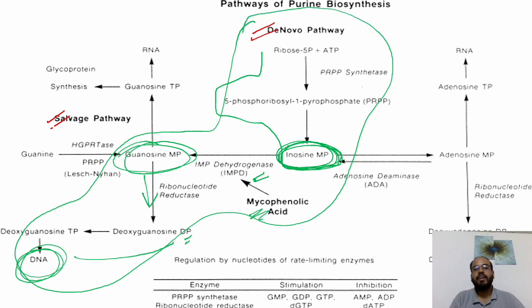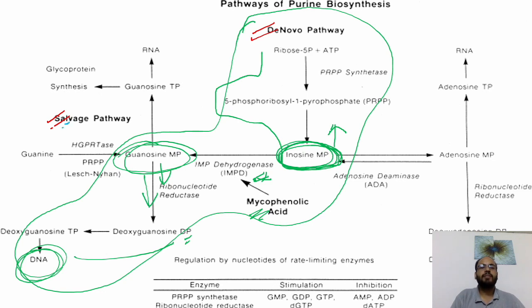What mycophenolic acid does is it blocks IMPDH, so this pathway cannot go further. There is an increase in inosine monophosphate, and there is a decrease in guanosine. Clear? Other cells also have a salvage pathway.